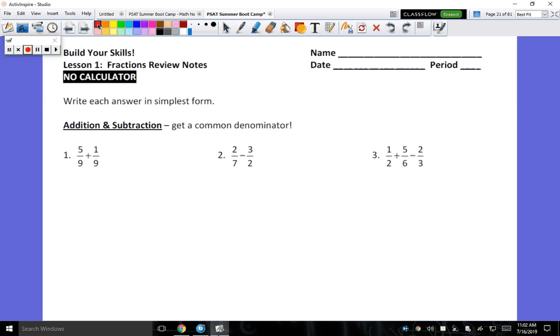Fractions, and then we're going to take a quiz. You'll have this right in your notes. I want to make sure I gave these out. Okay. Alright, here we go.